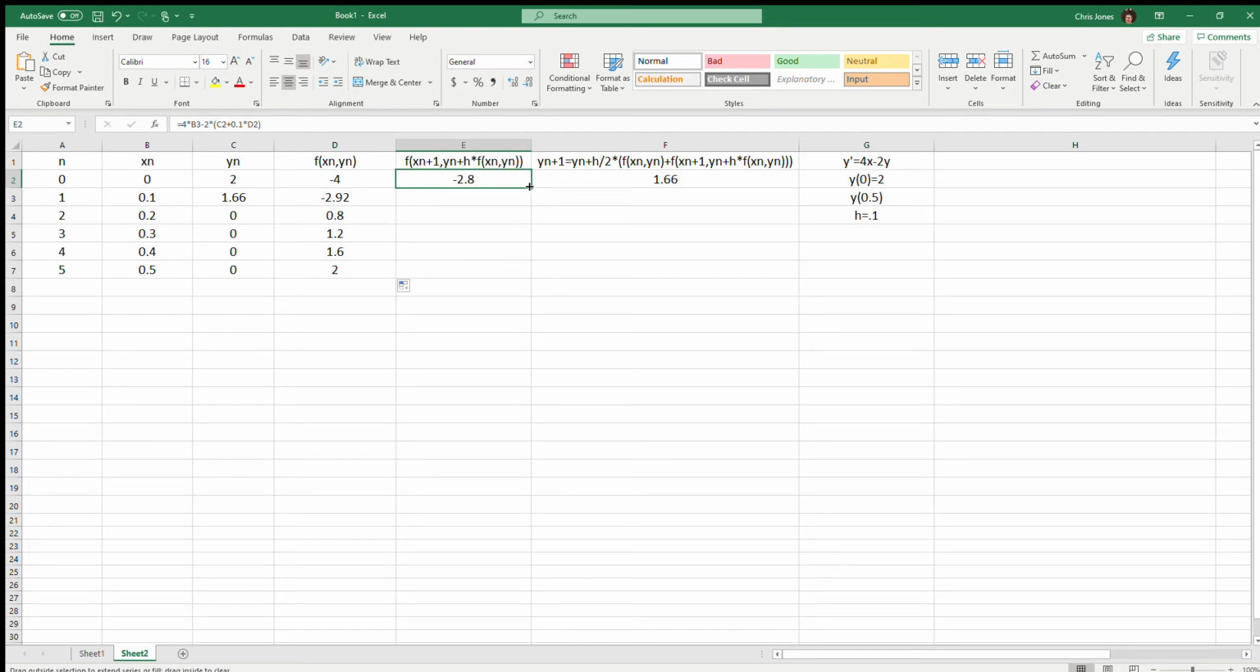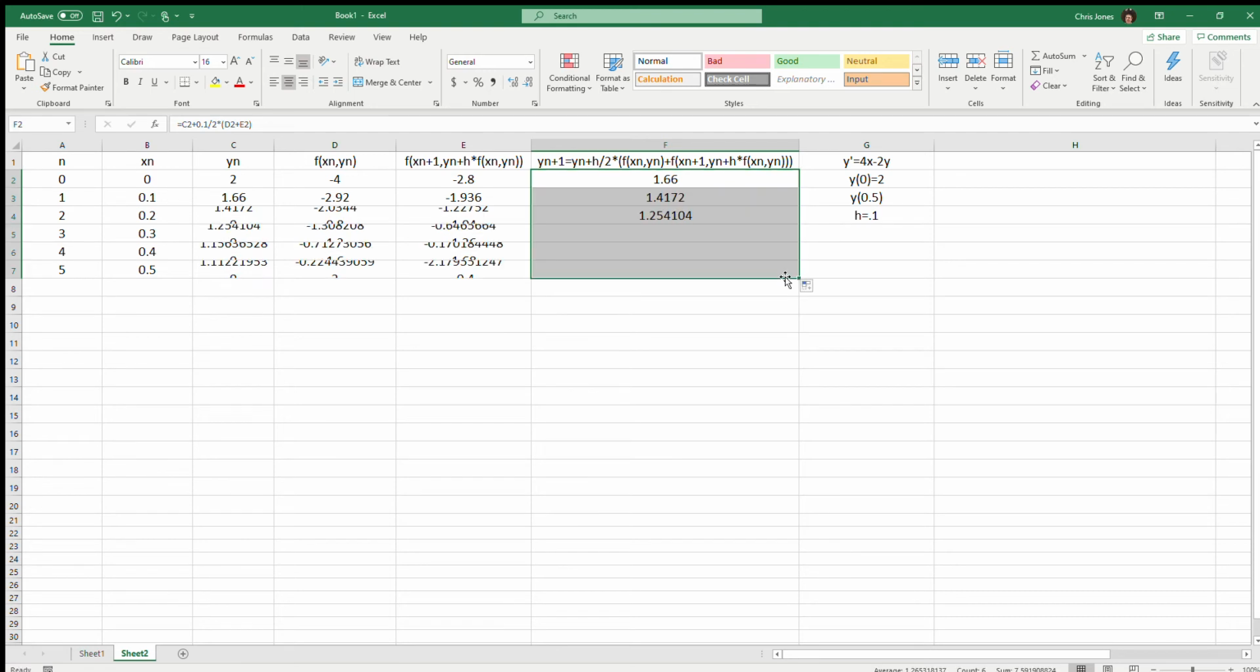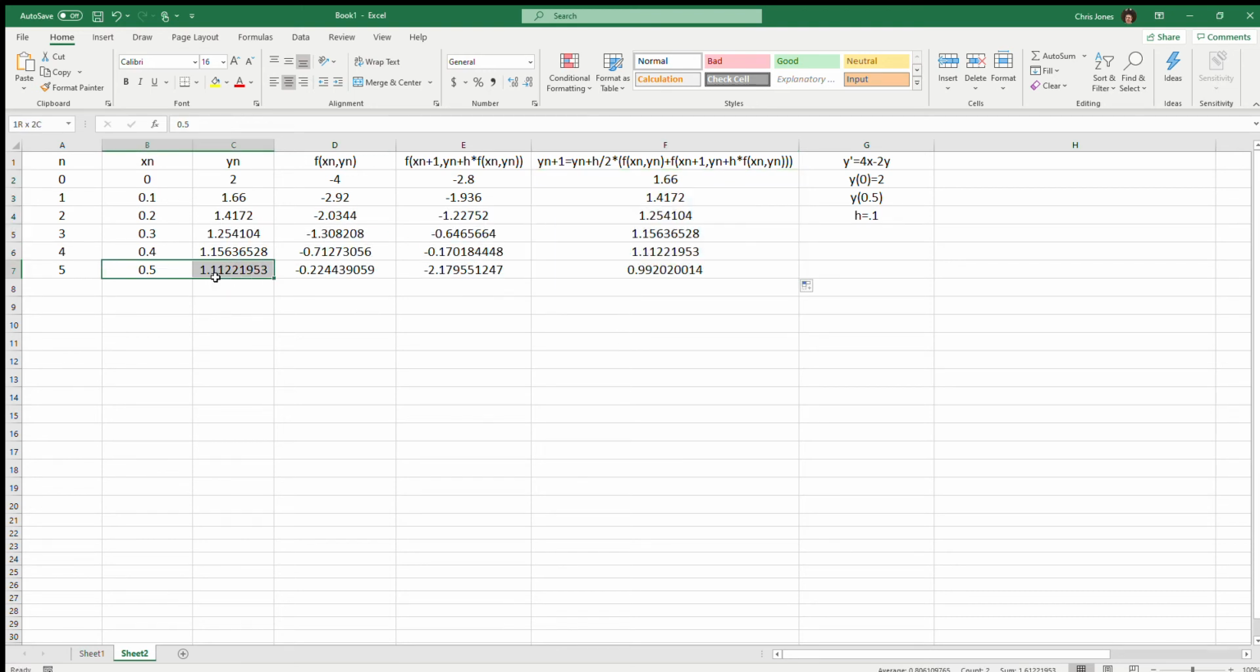It's not looking too promising yet, but as we go along, it's going to get a lot better. All right, so we just drag this down. And this is our answer right here. So what we're suggesting is that by the improved Euler method, y at 0.5 is 1.11221953. Now the question is, how close are we? Recall that the exact answer was y equals 2x minus 1 plus 3 divided by e to the 2x. That was the exact answer we got in the previous video when we solved this analytically.